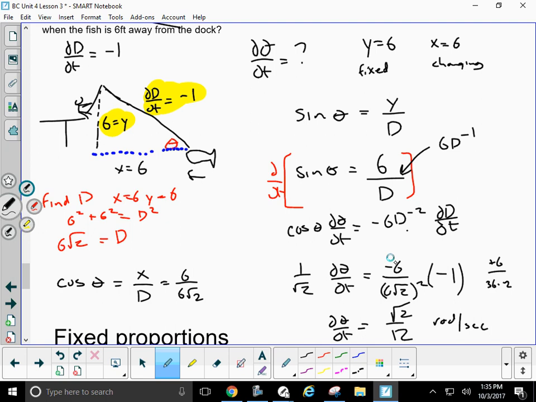Let's see. Does that make sense? Does the positive make sense or does a negative make sense? If the fish is getting reeled in, the fish is getting closer and closer to the dock. What's happening to this angle? Is it growing or is it shrinking? Growing. It's growing, right? So that does make sense that this is a positive. Okay? Questions about that? Two more problems to do.